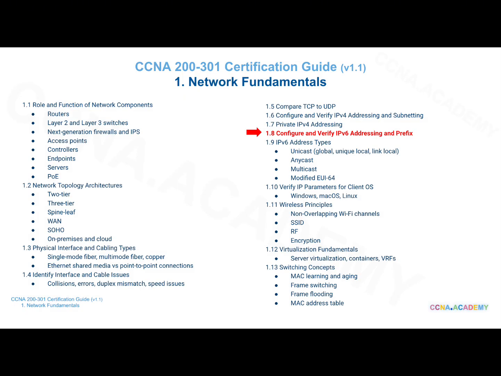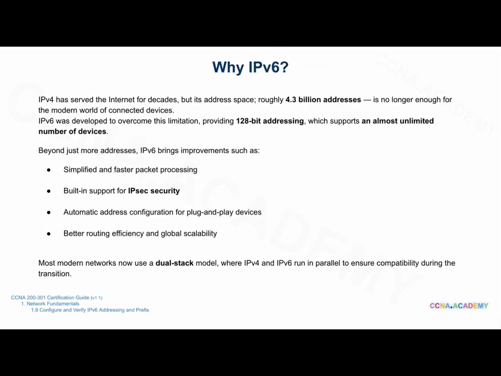Section 1.8. Configure and verify IPv6 addressing and prefix. IPv4 has served the internet for decades, but its 4.3 billion addresses just aren't enough anymore. IPv6 fixes that, with 128-bit addresses, giving us an almost unlimited number of unique IP addresses. It also improves performance, with faster packet handling, built-in IPsec security, automatic address configuration, and more efficient routing. Most networks today use a dual-stack model, running IPv4 and IPv6 side by side during the transition period.